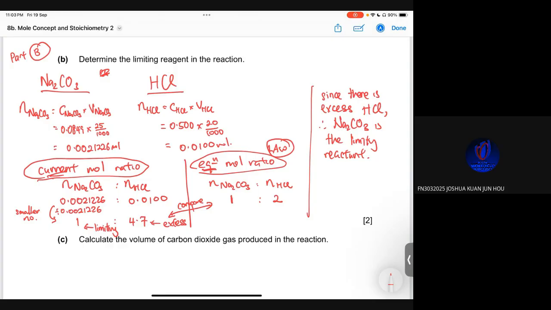Oh wait, okay. Mr. Eugene. Do we need to use the current mole ratio or not necessarily? If you don't use the current mole ratio, then how do you find which is limiting and excess? Because limiting and excess are based on the current situation. If you use the equation mole ratio, it will forever be perfect. Okay. Any other questions? Anybody?